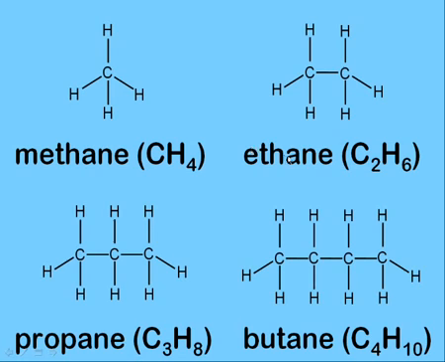2 carbons is called ethane, C2H6. 3 carbons is called propane, C3H8. And 4 carbons is called butane, C4H10.